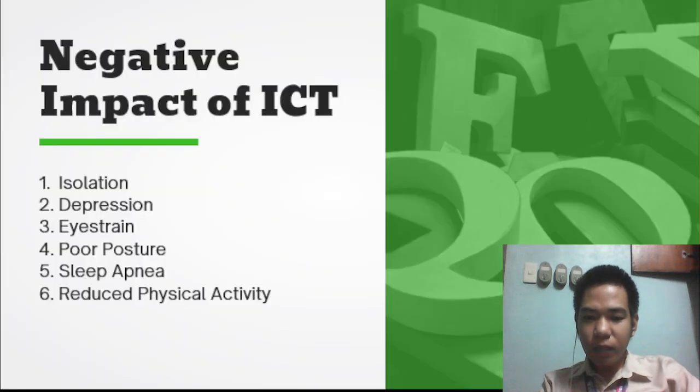Okay, and of course, those are the positive impacts, or advantages. We also have the negative impacts of ICT. We have isolation, depression, eye strain, poor posture, sleep apnea, and reduced physical activity. Basically, these are divided into psychological and physical negative impacts. So let's start with the psychological. We have isolation and depression.